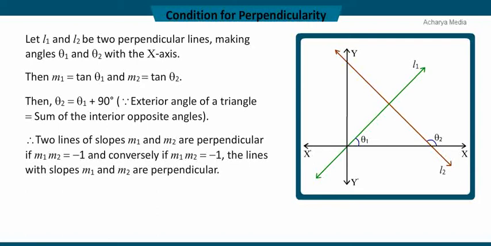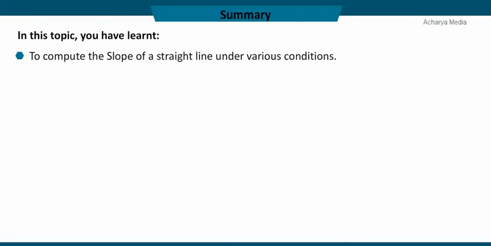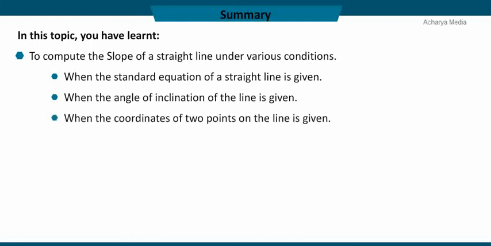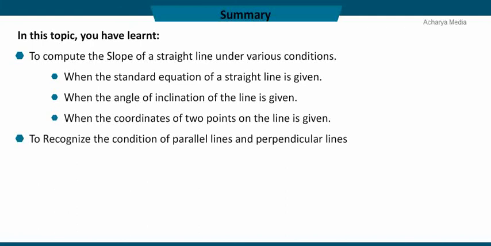Therefore, two lines of slopes m1 and m2 are perpendicular if m1 m2 is equal to minus 1, and conversely, if m1 m2 is equal to minus 1, the lines with slopes m1 and m2 are perpendicular. In this topic, you have learnt to compute the slope of a straight line under various conditions: when the standard equation of a straight line is given, when the angle of inclination of the line is given, when the coordinates of 2 points on the line are given, and to recognize the condition of parallel lines and perpendicular lines.